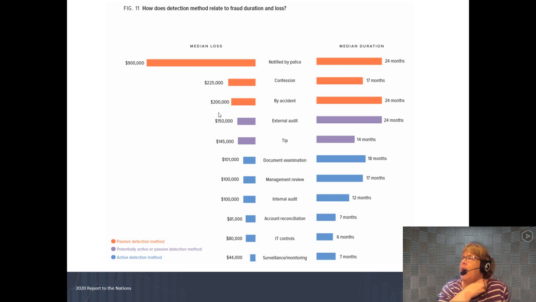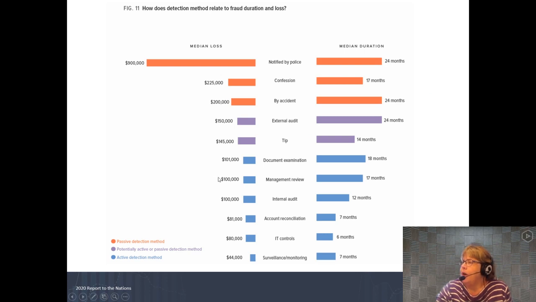It compares the detection method. So how did you find out about the fraud and what was the loss? If it gets down to the police being notified, those losses were nearly $1 million at 900, and they lasted at least 2 months. Confession was a lot less loss, at 225, but 17 months. And you can see it goes down there by accident, external audit. But if it's getting to the police, it seems like it is a more serious fraud.